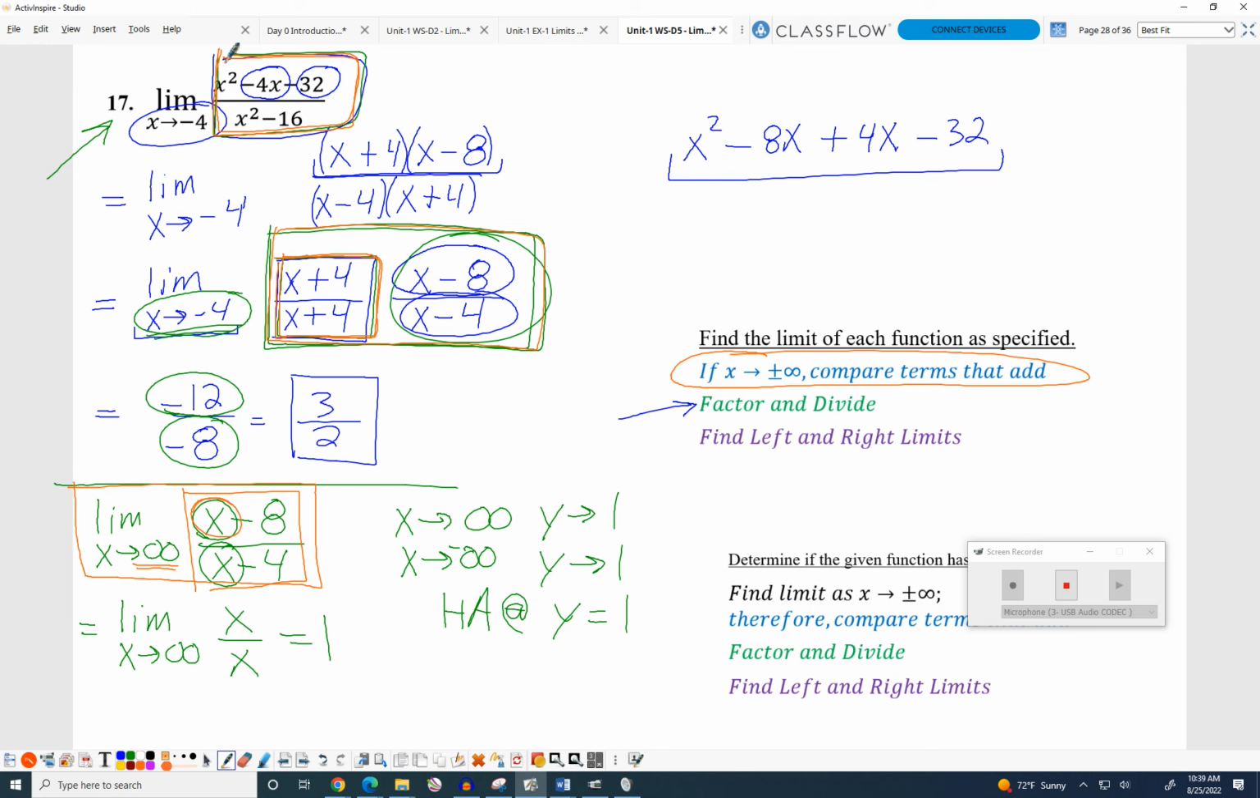How did you get negative 12 over negative 8? Come up here, Sabrina. So where did this come from? From this. Gotcha. So are you okay that this is exactly the same thing as this? Yeah. Awesome. And it's the same thing as that one here. Okay, so you're good that these two are the same.